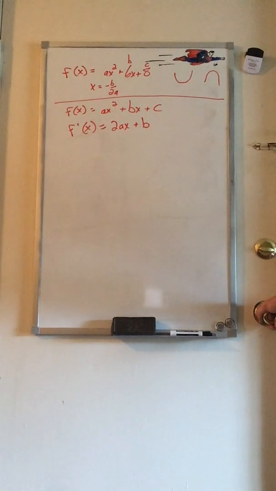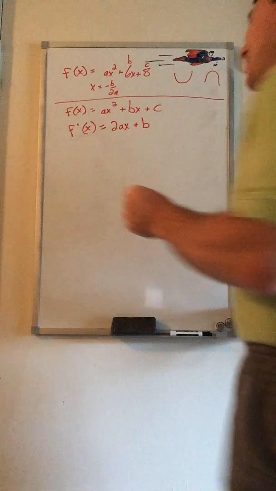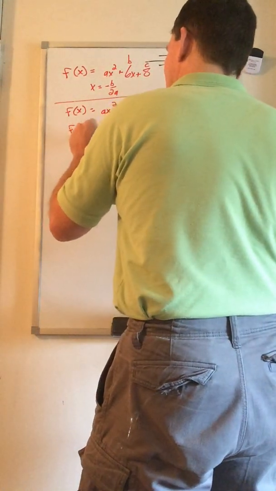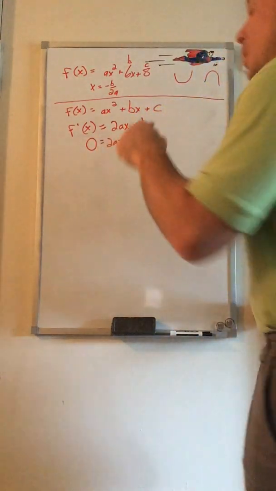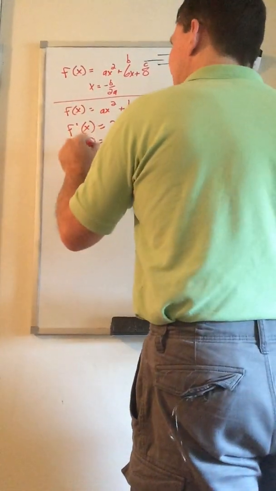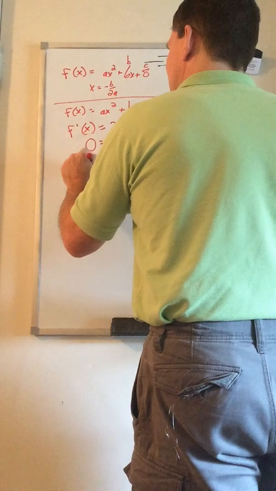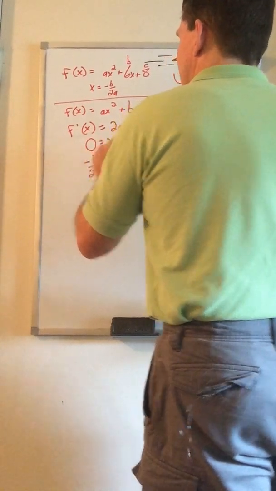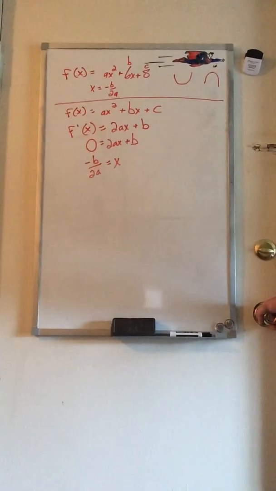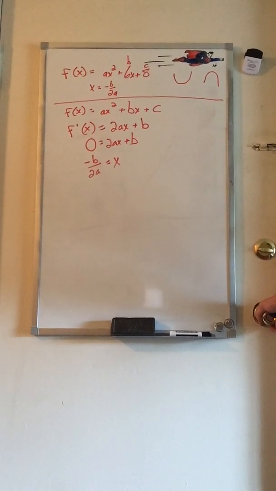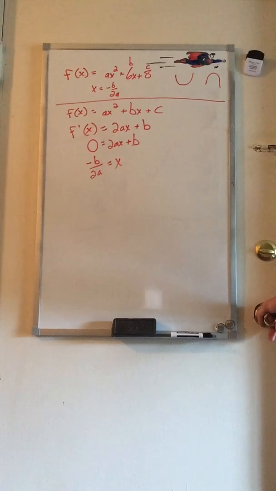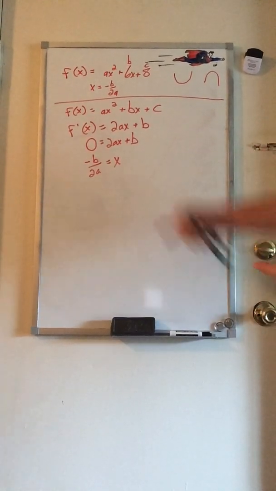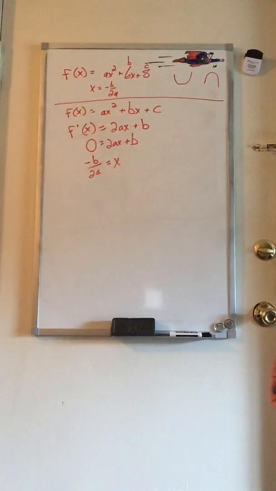So there's my derivative. Now we say, using the first derivative test, set that equal to 0 to find the critical points. And then you solve for x. Subtract the b, divide by 2a. So I subtract the b, I divide by 2a, and I get x equals negative b over 2a, which is my critical point, which means it's the only place I can potentially have a maximum or a minimum. Here there's no way to tell because I don't know if a, b, and c are positive or negative.